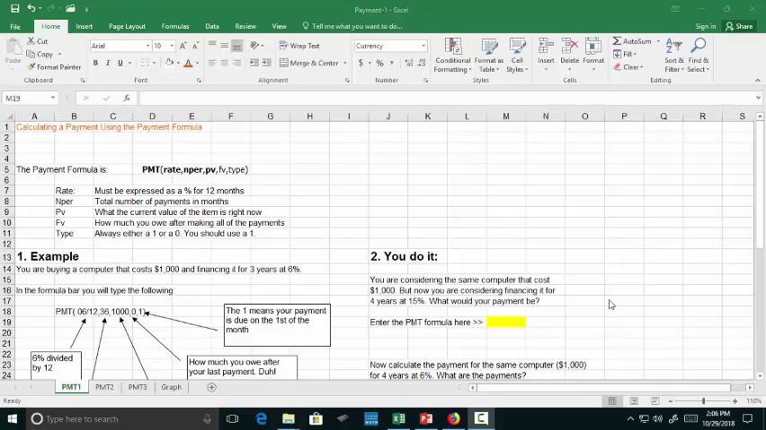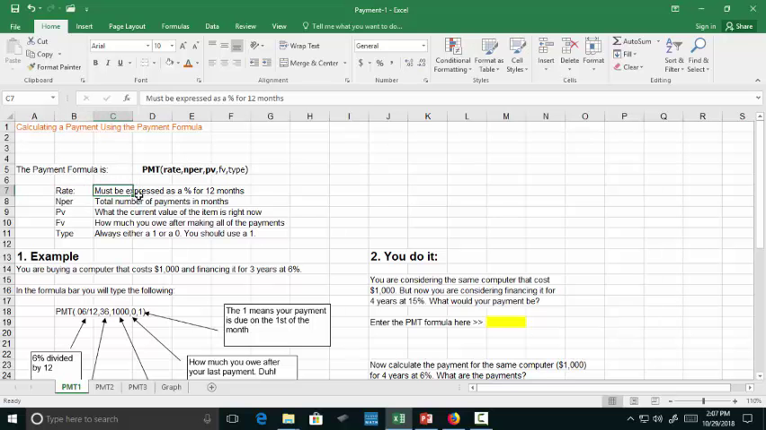In this video, we will learn how to calculate using a payment function in Excel. For example, suppose we are buying a computer that costs $1,000 and financing it for 3 years at 6% using the payment function. These are the arguments that are required by the payment function.